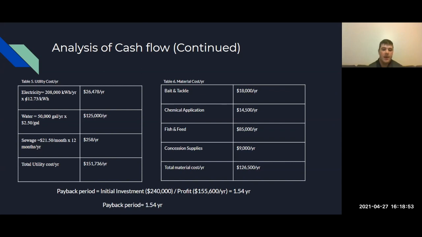$126,500 per year. And for the payback period, we did the initial investment, which is $240,000 divided by the profit, which is $155,600 per year, leading to 1.54 years for a payback period, about 1.5 years.